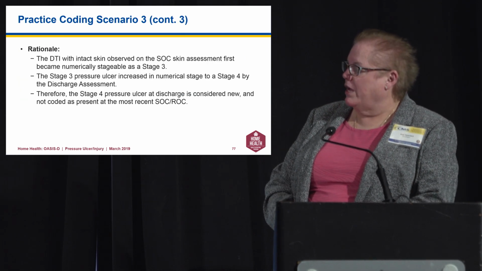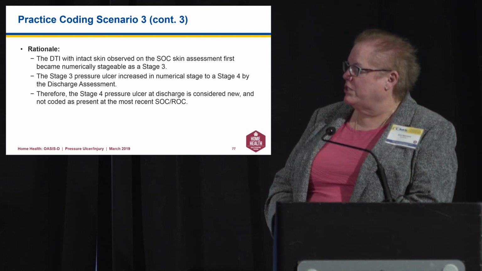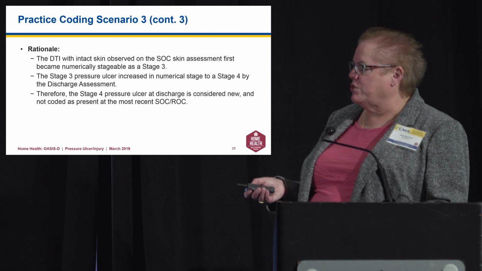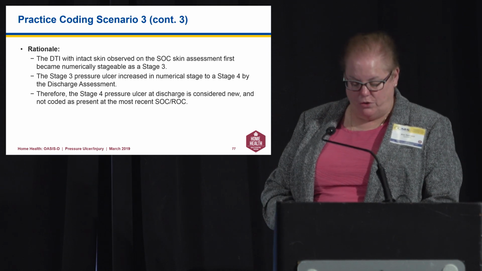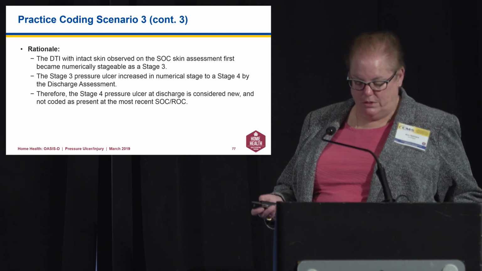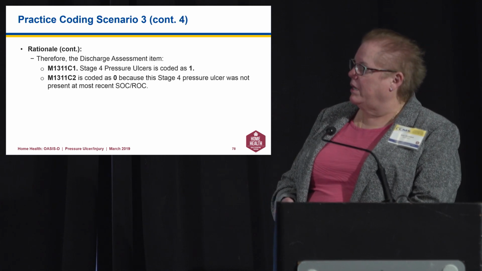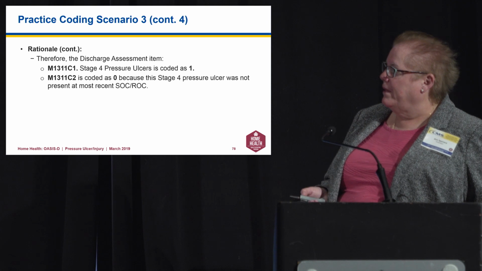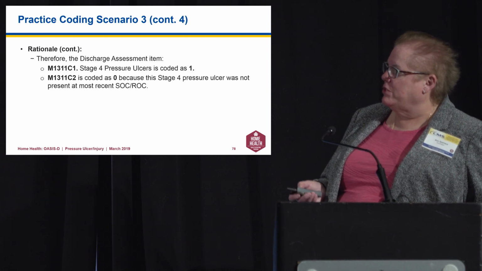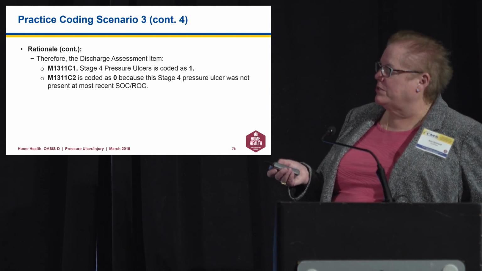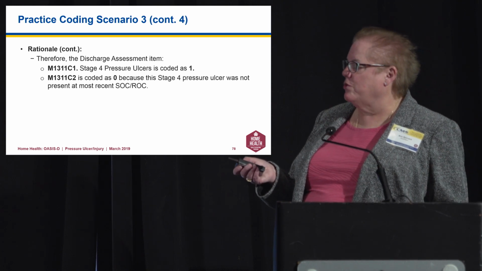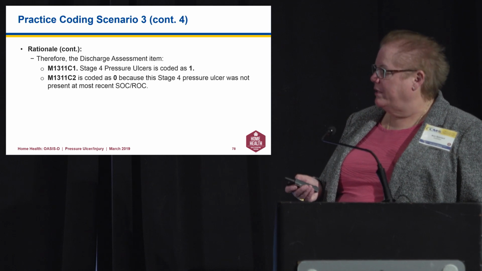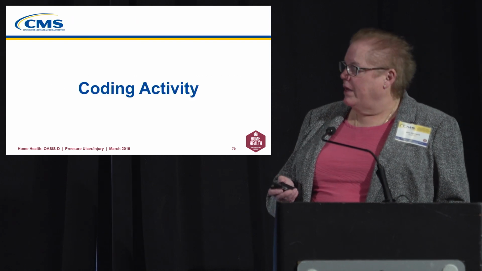And then here's the rationale around that. The stage 3 ulcer increased to a stage 4, therefore the stage 4 pressure ulcer at discharge is considered new or worsened. And then this talks about the discharge assessment here. And so M1311C2 is coded as 0 because the stage 4 pressure ulcer was not present upon admission.